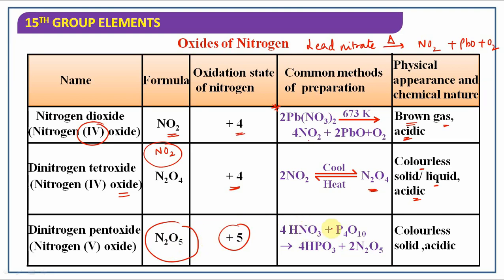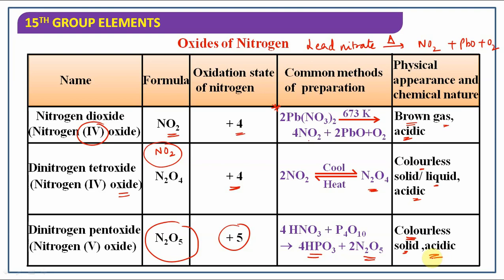Nitric acid, whenever it is treated with P4O10, it gives you metaphosphoric acid, formula HPO3, and N2O5. Nitrogen pentoxide will be formed, and it is a colorless solid and acidic in nature. Hope you understand. Is it clear for you?